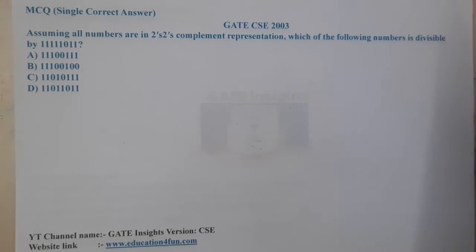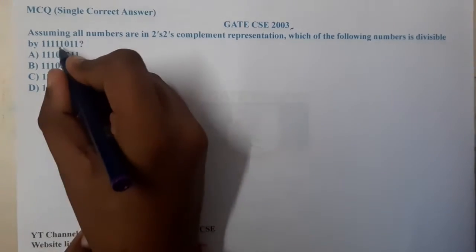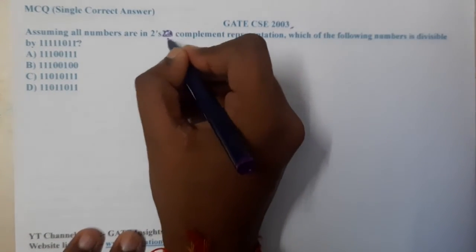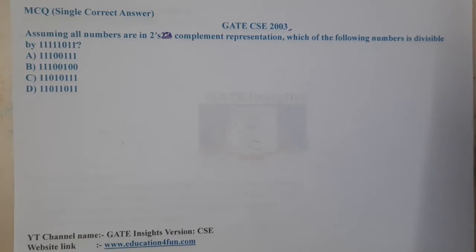Hello guys, we are back with our next lecture. In this lecture, let us go through the next question. This question belongs to GATE CSE 2003. The question is, assuming all numbers are in a 2's complement representation, which of the following numbers is divisible by?